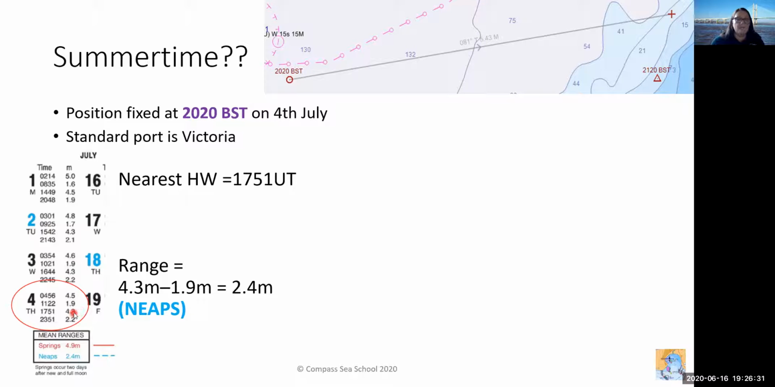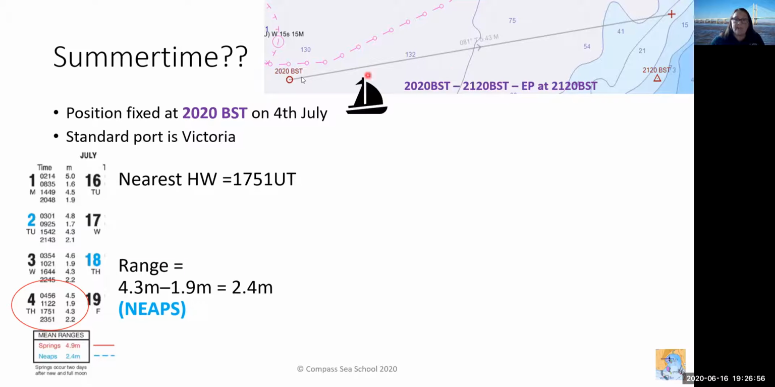But that's 1751 UT, so that's a bit of an issue because my almanac is a different time zone, if you like, to my watch. I'll work out the range because I'll come back to the time zone in a second. I work out the range, and this time, well, who knew? It's bang on a Neap day. Okay, so 4.3 take away 1.9. It's bang on a Neap day. Okay, and we're just going to use the Neap range.